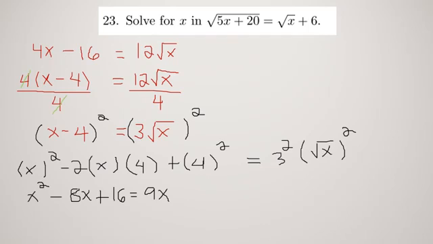So, we transpose this to the left. So, ang mangyayari, magiging x squared minus 8x minus 9x plus 16 equals 0.